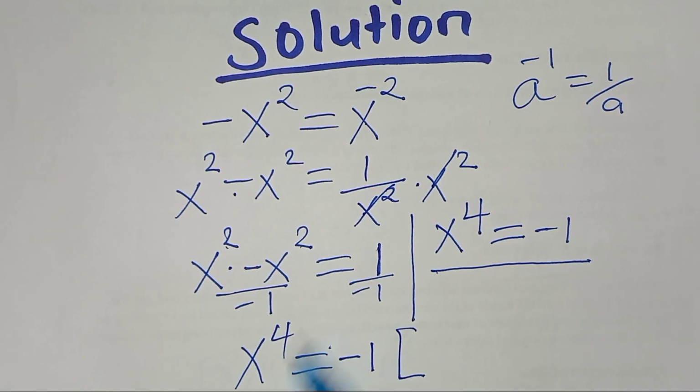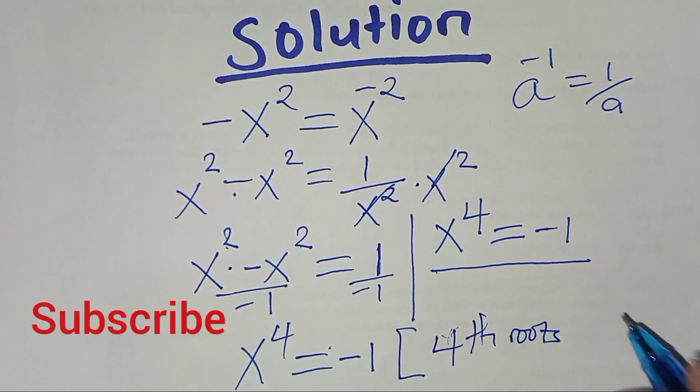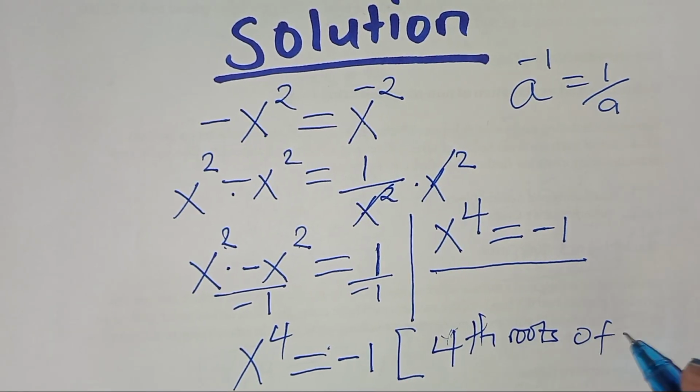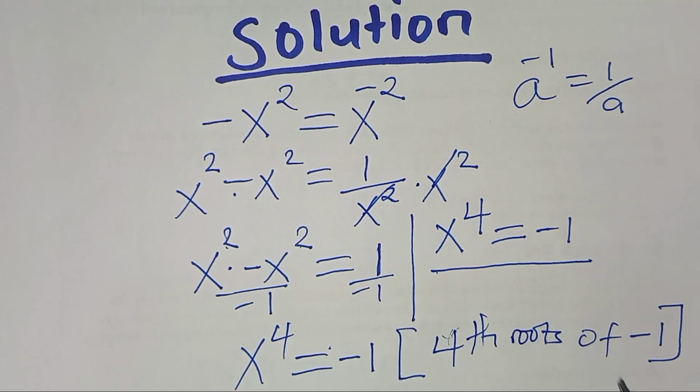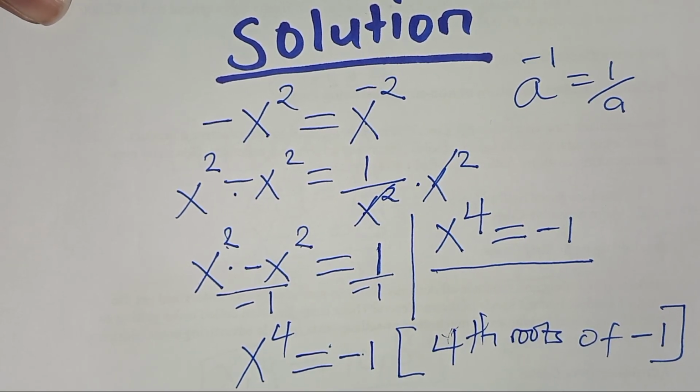So actually this is a complex roots of unity problem. We have x to power 4 equal to negative 1, and you find that the solutions to this equation are the fourth roots of negative 1. So the first thing to do here is to express negative 1 in polar form.